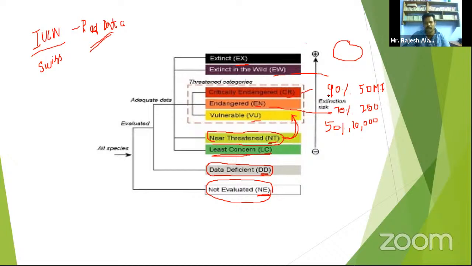So you have to keep these things in mind: 90% loss and only 50 mature individuals, that is critically endangered; 70% loss of population and only 250 mature individuals, endangered; vulnerable is 50% and 10,000 mature individuals present.